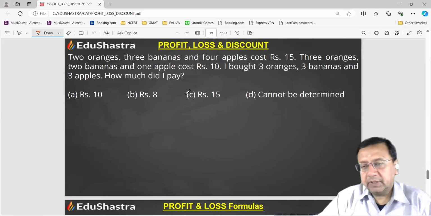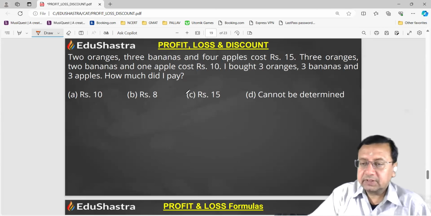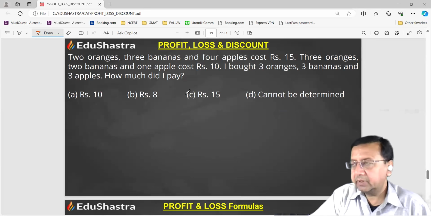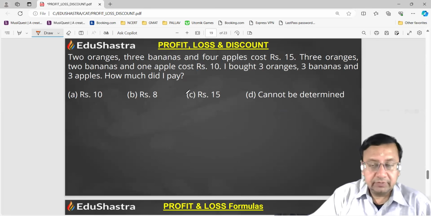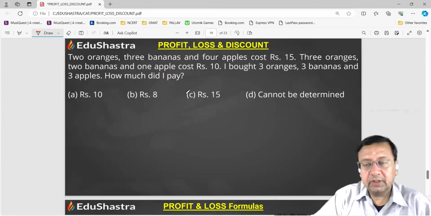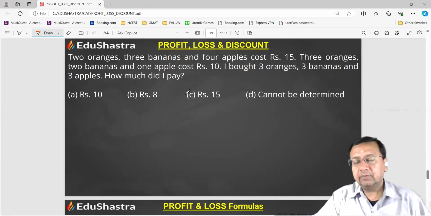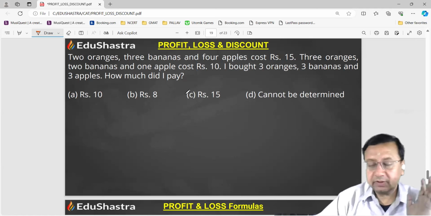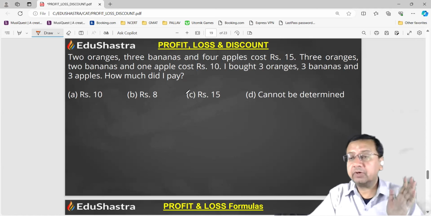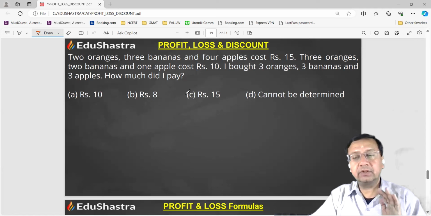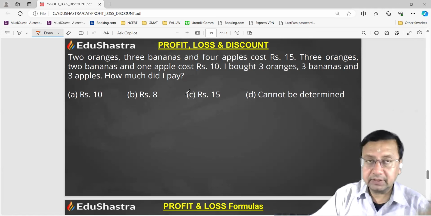So Nitesh, the previous one cannot be solved with a successive percentage change, right? Because different things are done over the same base, the same value. We are increasing the marked price over the cost price, and we are calculating the profit over the cost price. So this is not a successive percentage change.